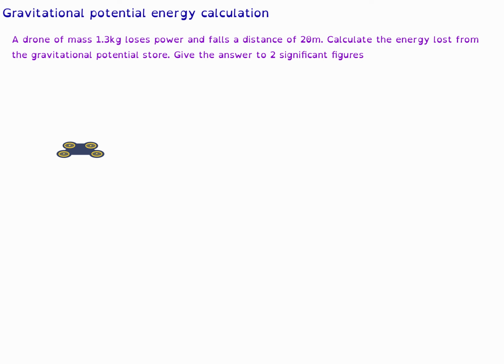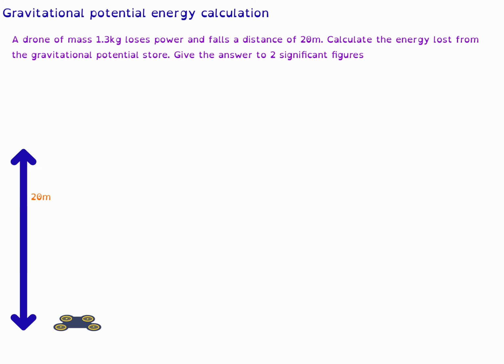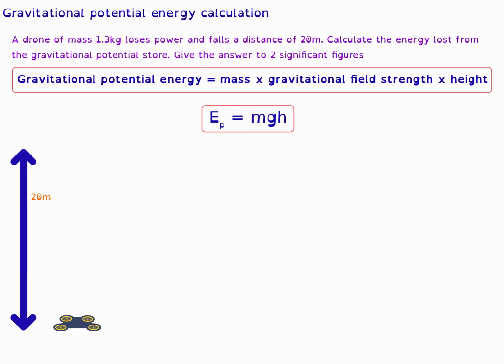A drone of mass 1.3 kilograms loses power and falls a distance of 20 meters. Calculate the energy lost from the gravitational potential store and give the answer to two significant figures. First, we need our equation, which is gravitational potential energy equals the mass times the gravitational field strength times the height, or EP equals mgh.